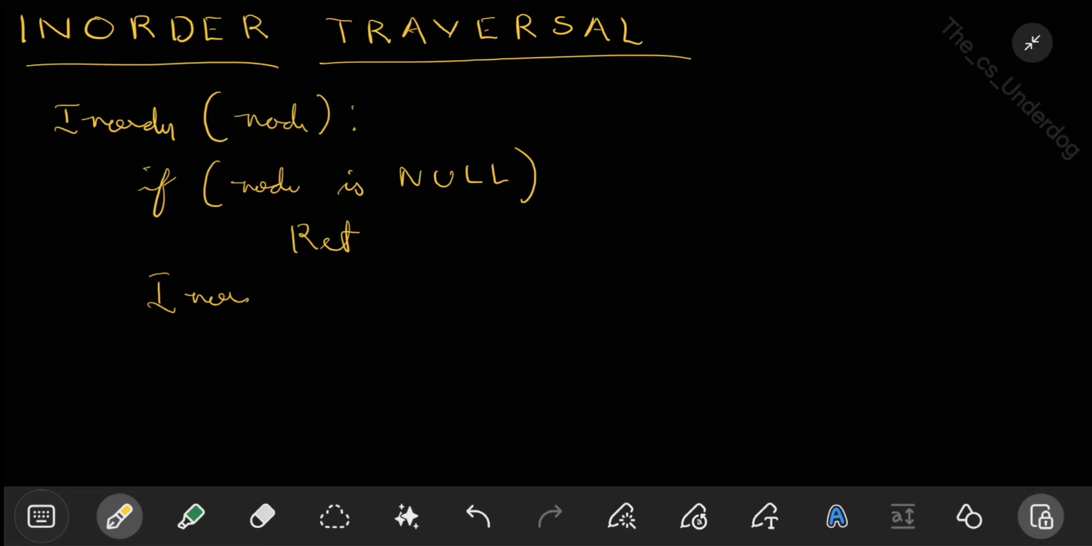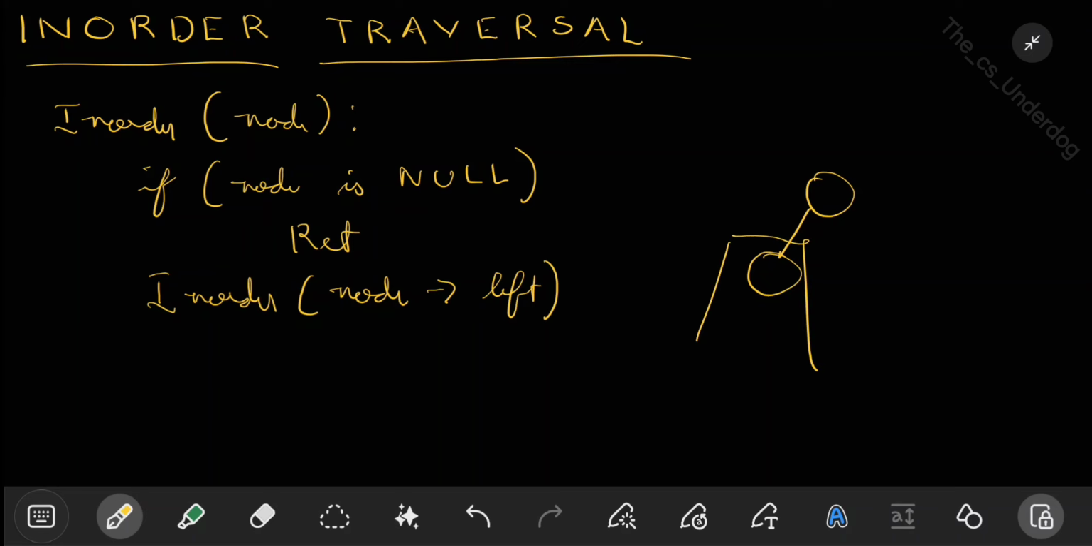I'll call in-order of node pointing left. So I'll go to the left subtree. That is, whichever node I am in, I have to go to the left node and then call the same function and ask it to continue the same process, right? So this is how I'll call the left subtree. The next step is I have to print the root. How will you print the root? Simply print node. Okay, so this is visiting the root.